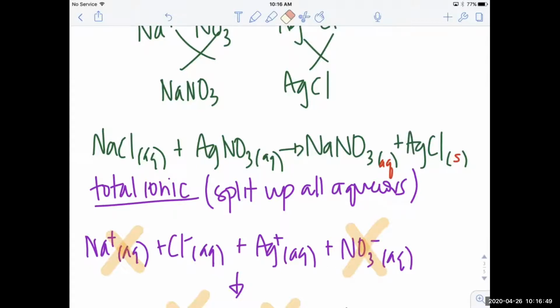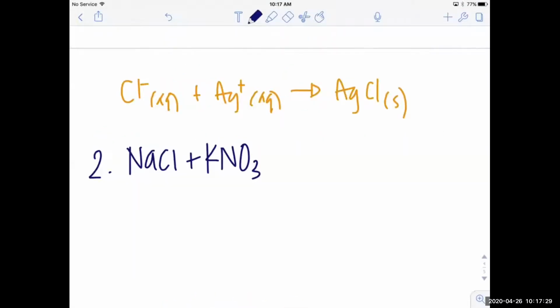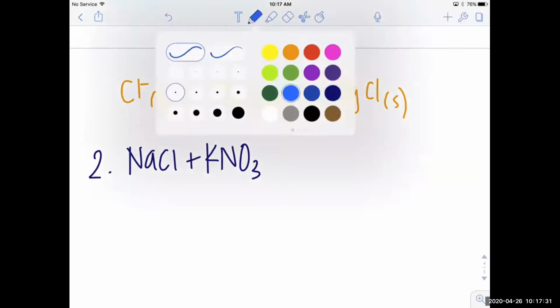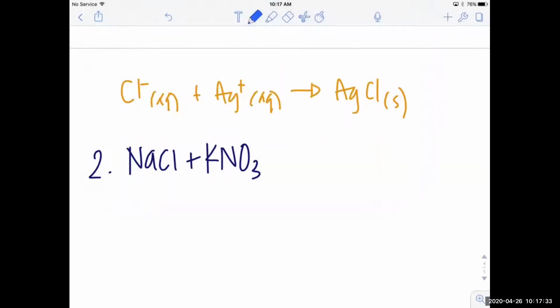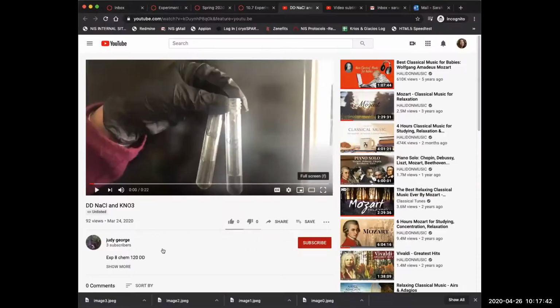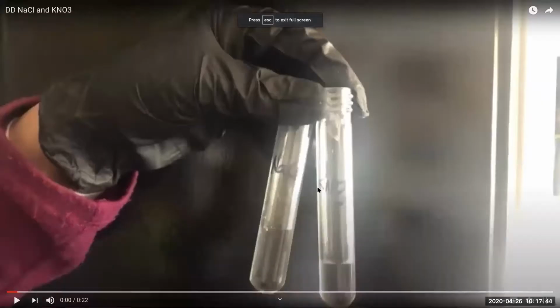So let's move on to the second one. Here we've got a solution of sodium chloride and potassium nitrate. We'll go ahead and watch the video so we can write down our observations. Here you can see there's two test tubes. One has sodium chloride, the other one has KNO3.